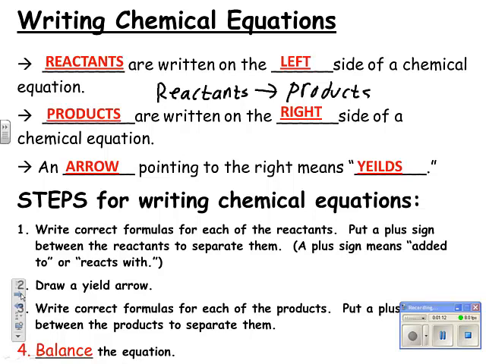So steps for writing chemical equations: write the formulas for each of the reactants. Put a plus sign between reactants, and then draw the yields arrow. Then write the formulas for the products, put a plus sign to separate them, and then finally, what people always forget, balance that equation. So we're just going to jump right into it.